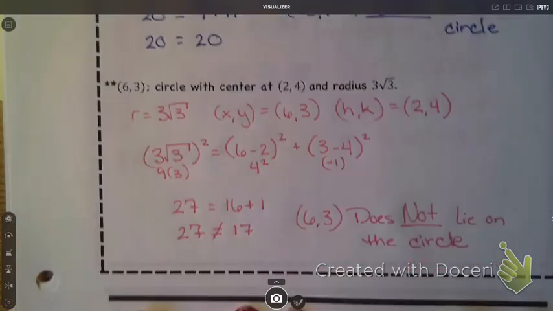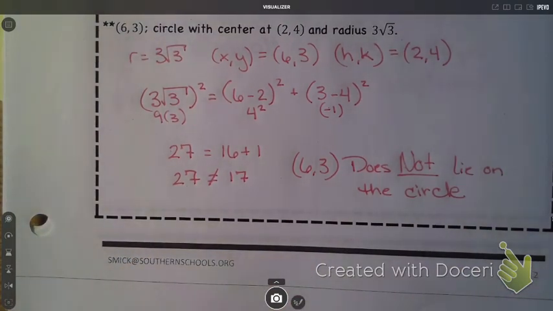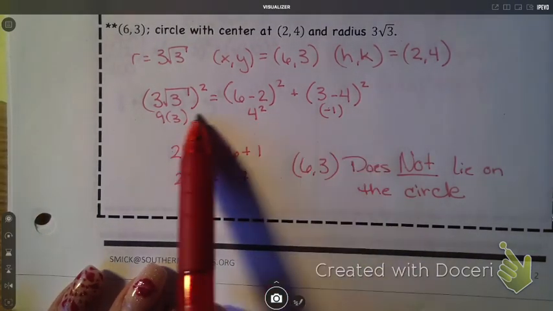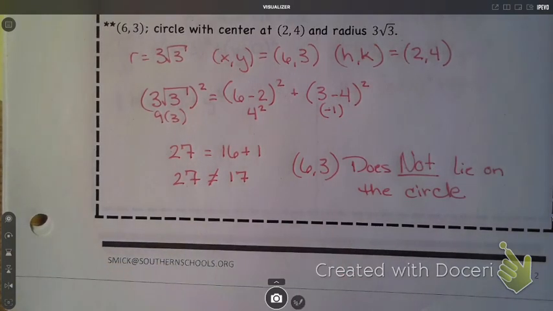Hey, did you get lying on the circle or not? No, because 27 does not mean. Guys, when you show me your work on your paper, is there any less work you could show? No. I mean, I guess maybe you don't need this part right here. But you can't just tell me yes or no, can you? You have to prove to me yes or no.